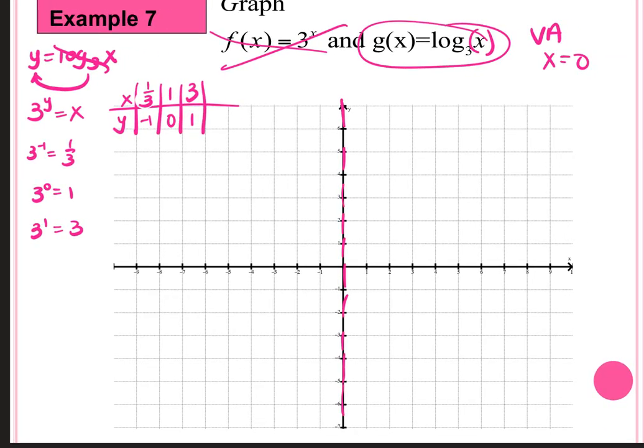And then the biggest mistake people make is doing negative 1, 1/3. They literally reverse it in their head. Be really careful. That 1/3 is my x. So 1/3, negative 1 is here. 1, 0 is here. 3, 1 is here. And then I bend that curve to go along the vertical asymptote, which is the y-axis.